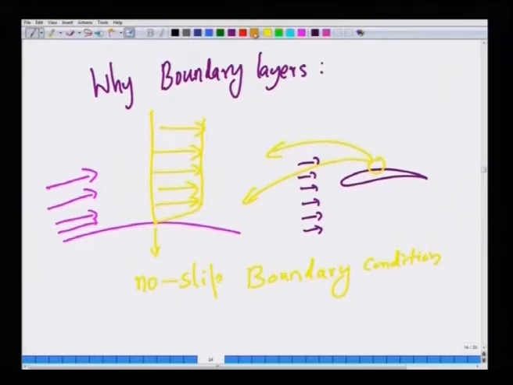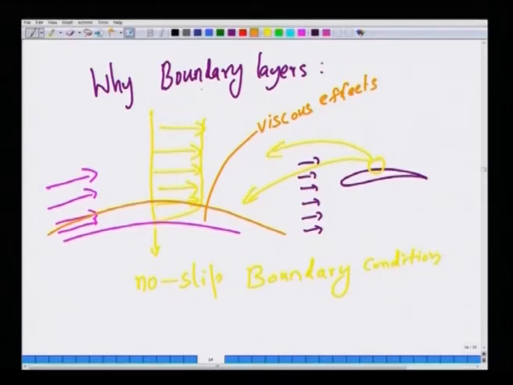There is a zone demarcated by this orange line where viscous effects are becoming important, because the fluid velocity, which was uniform far away from the surface of the airfoil, has to obey the no slip condition. So, there must be a region of rapidly varying velocity. That is called the boundary layer.